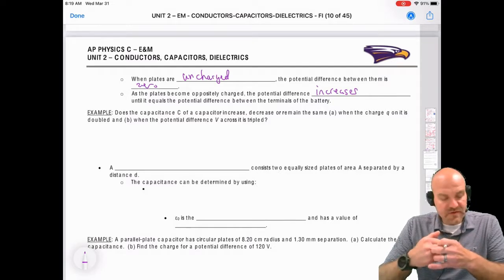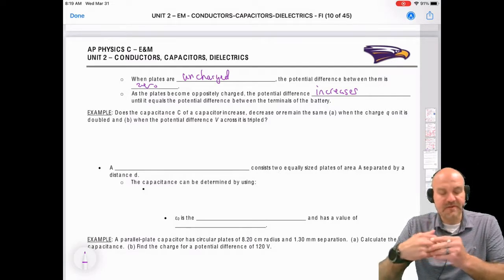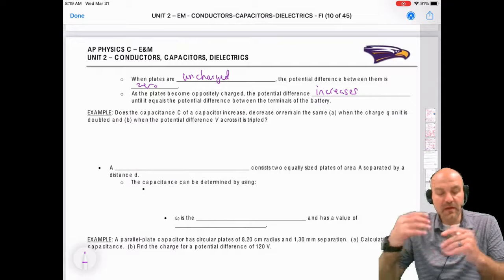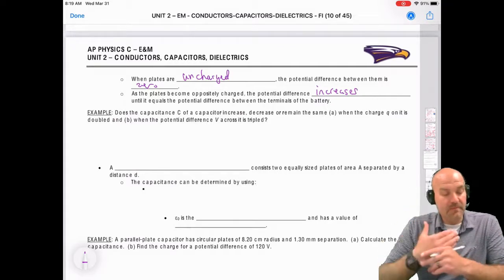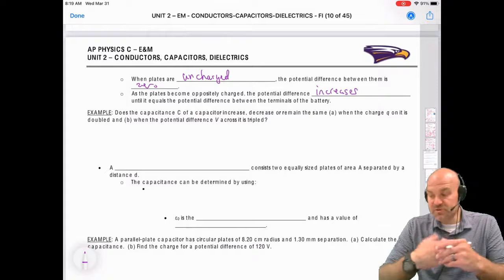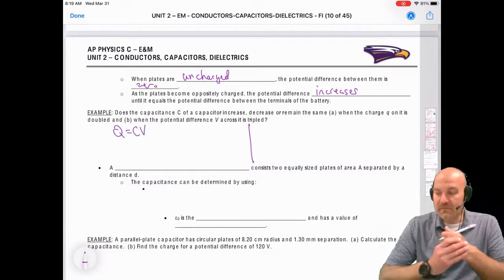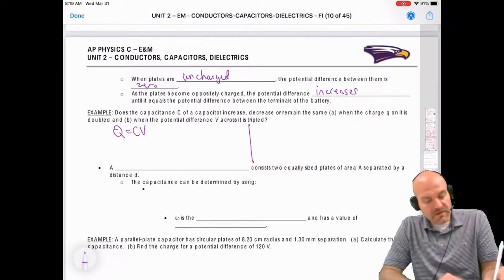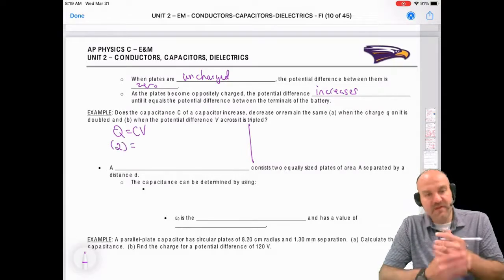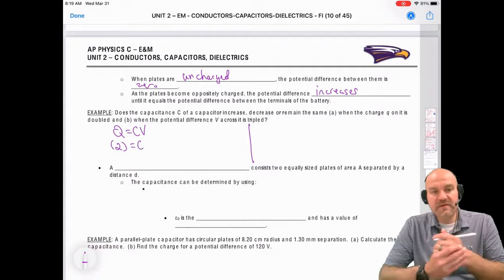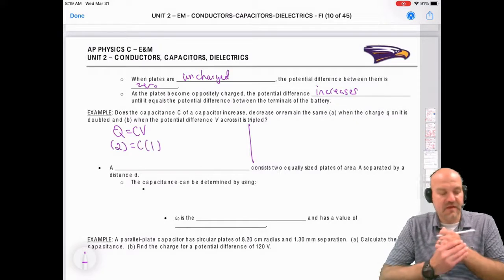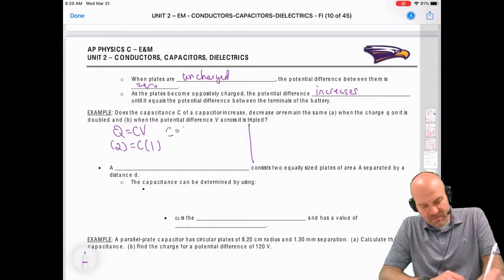Okay, so here's a quick little example. It says, does the capacitance of a capacitor increase, decrease, or remain the same when (A) the charge Q on it is doubled, and (B) the potential difference across it is tripled? So we say Q equals CV. We're doubling the Q, trying to determine the C, but the voltage will stay the same. What happens when you double the charge? Well, the capacitance doubles as well. So in this situation, it will increase.